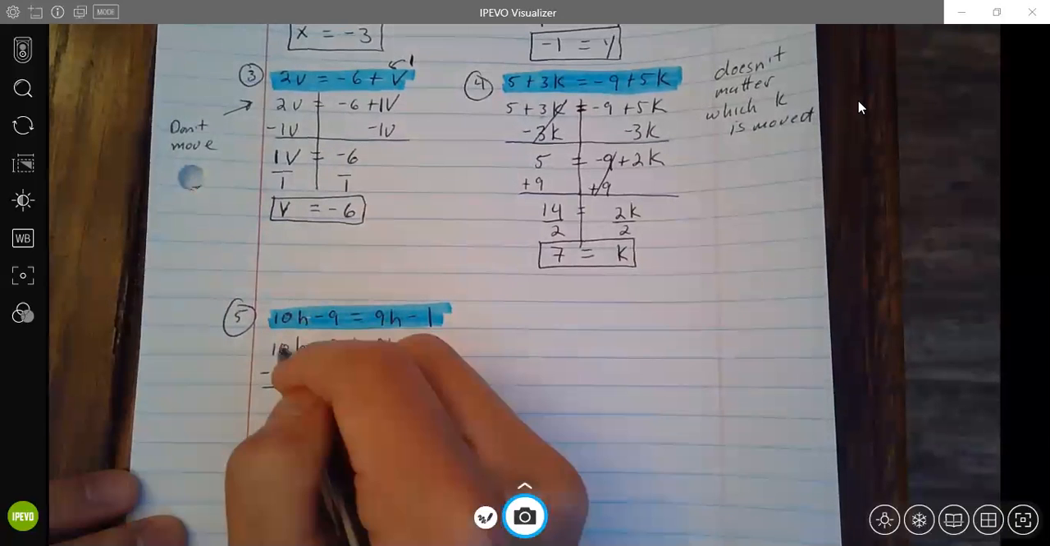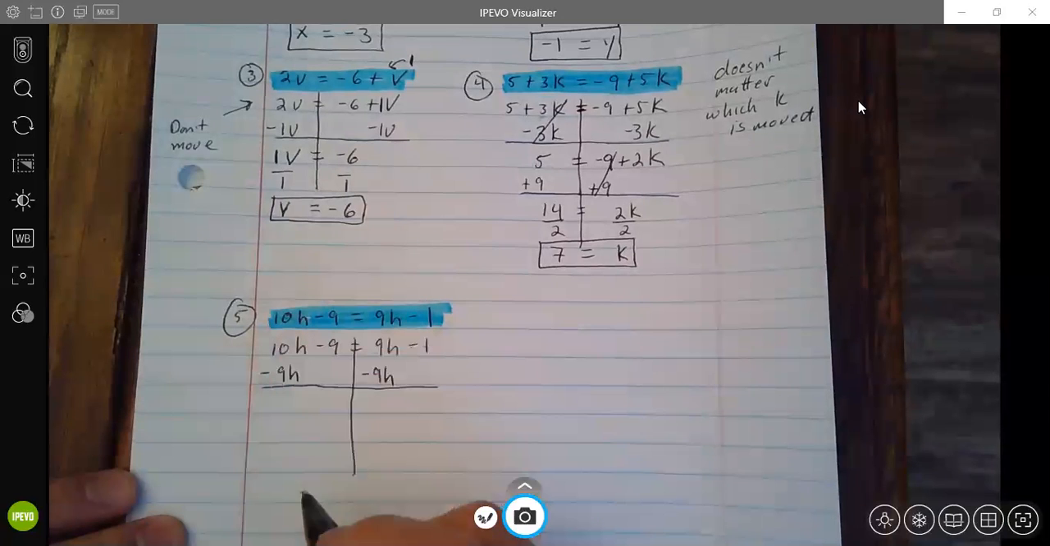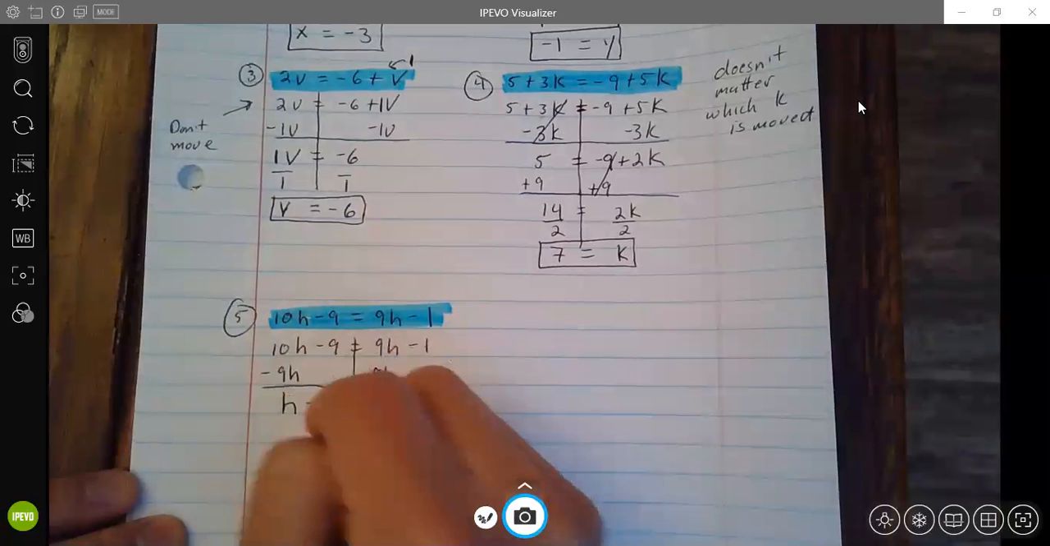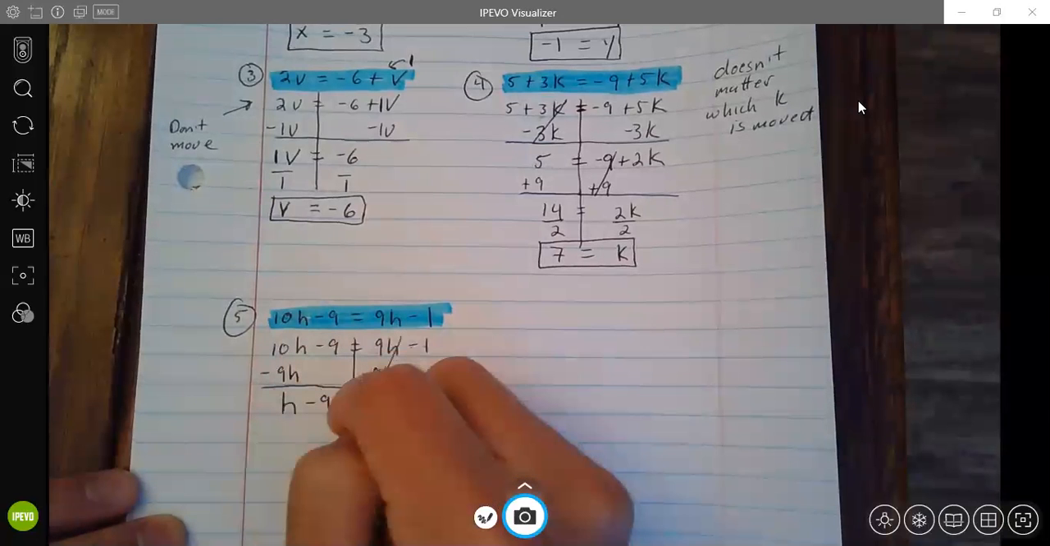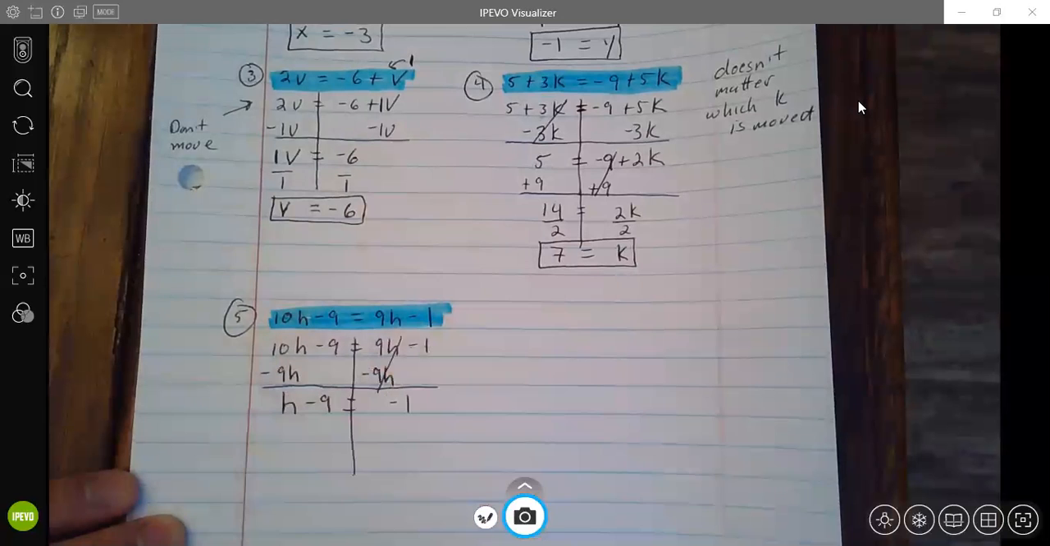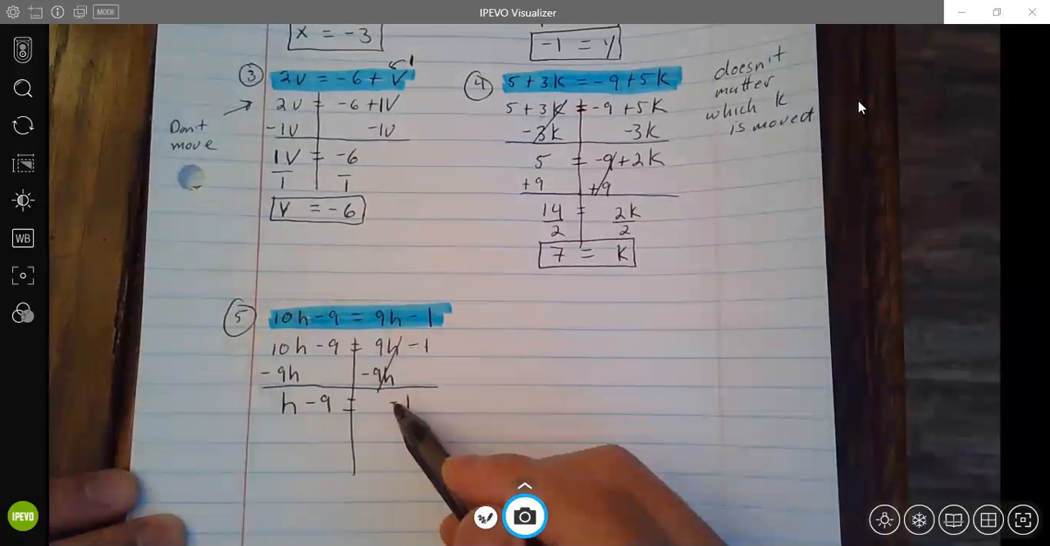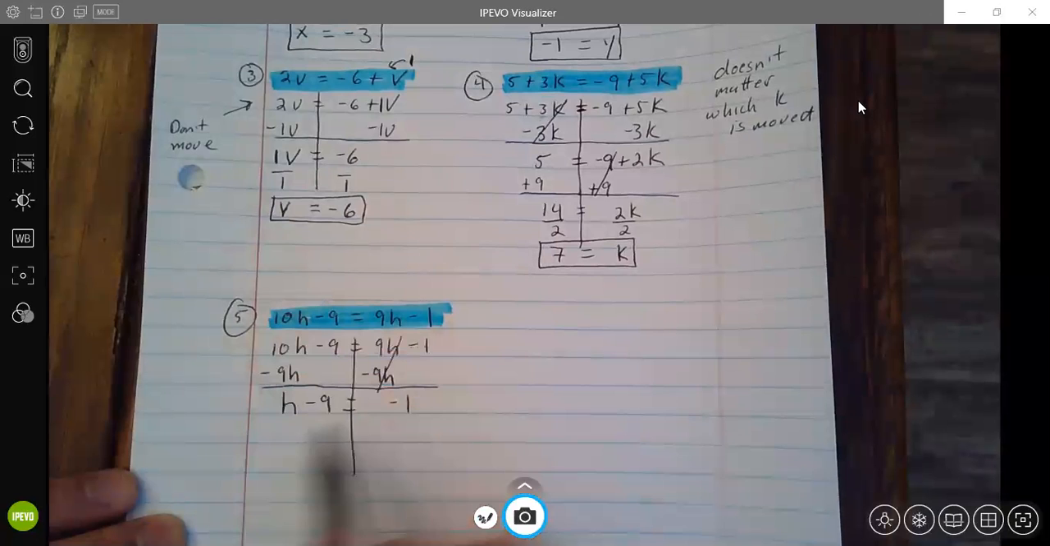Okay. 10 minus 9, that's 1. So I have 1h left over. 1h and h are the same. This is now gone, and on the right side, I have a negative 1. Remember to bring down that negative, or that minus. So I have h minus 9.